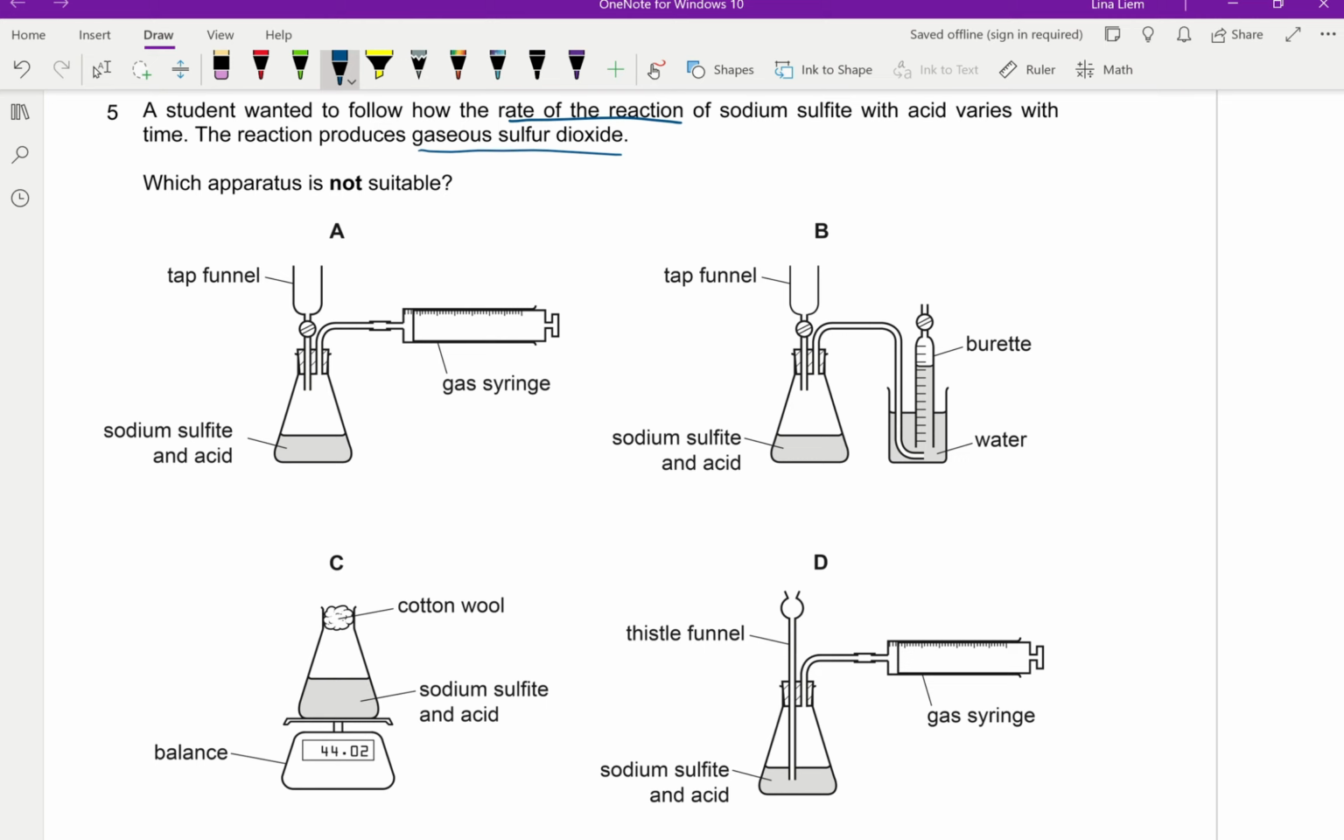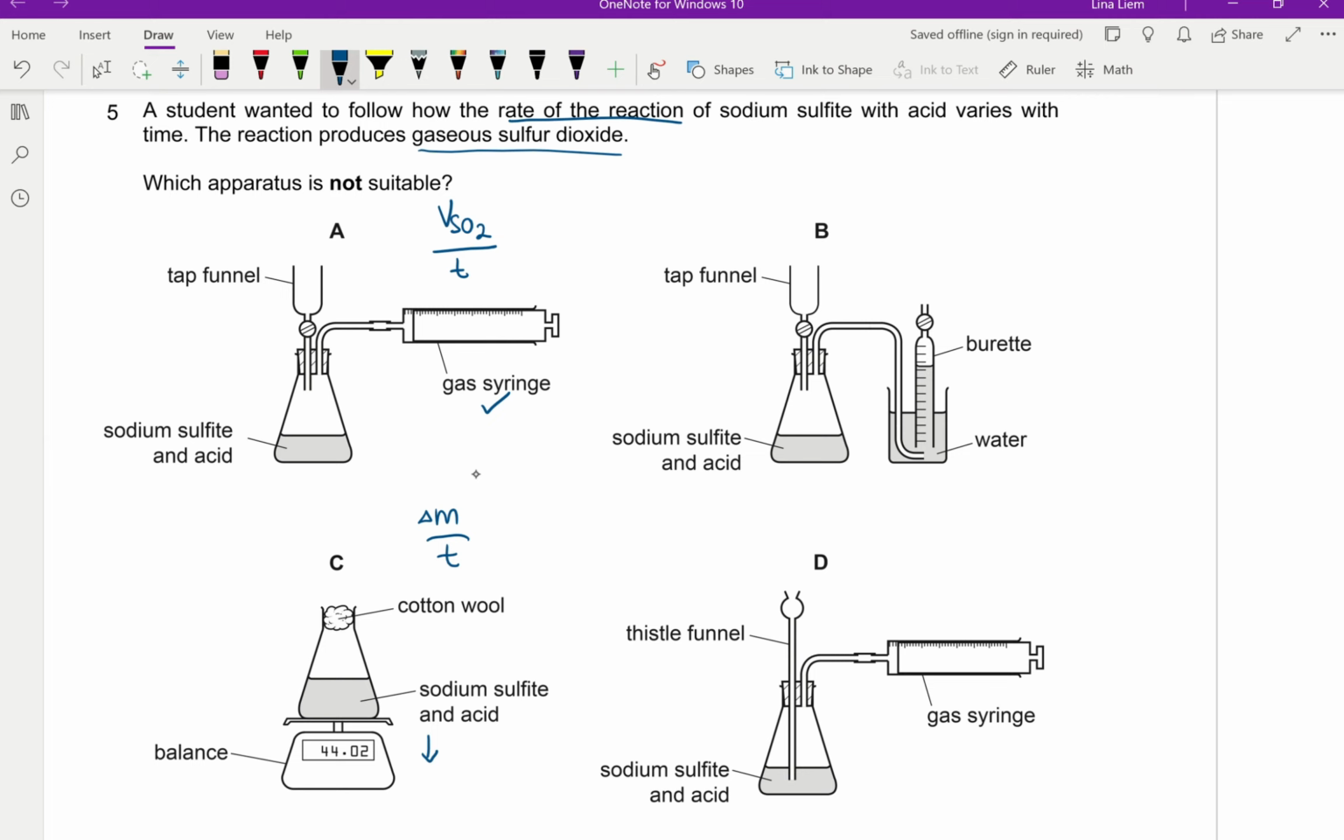Which apparatus is not suitable? A is suitable. You have a gas syringe to measure the volume of sulfur dioxide produced over time. C is definitely suitable. This is a change of mass over time, and the mass will decrease over time because sulfur dioxide is a gas and it leaves the flask.